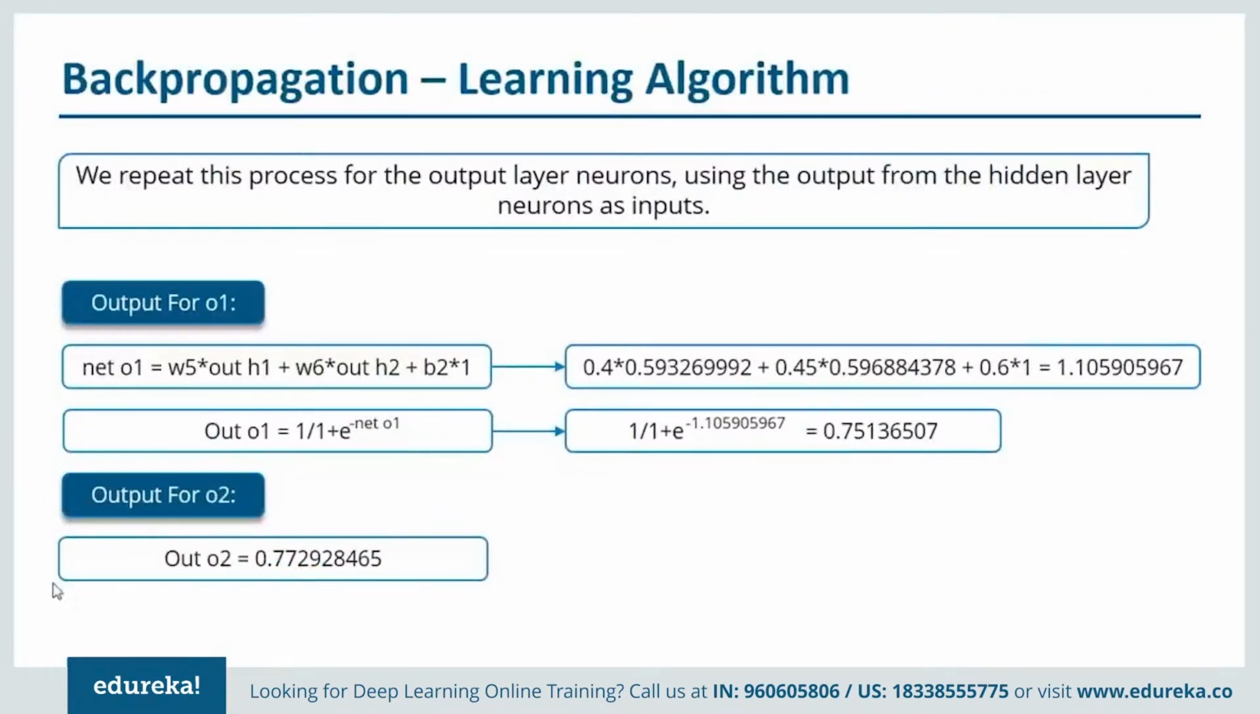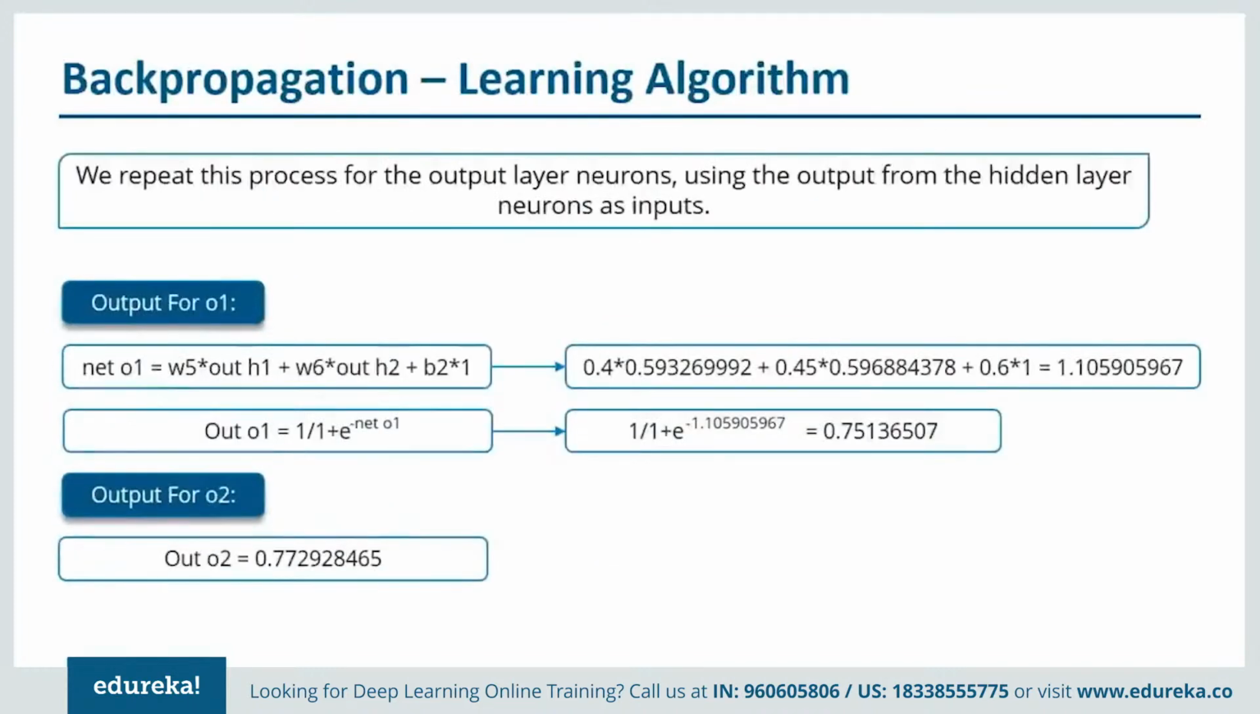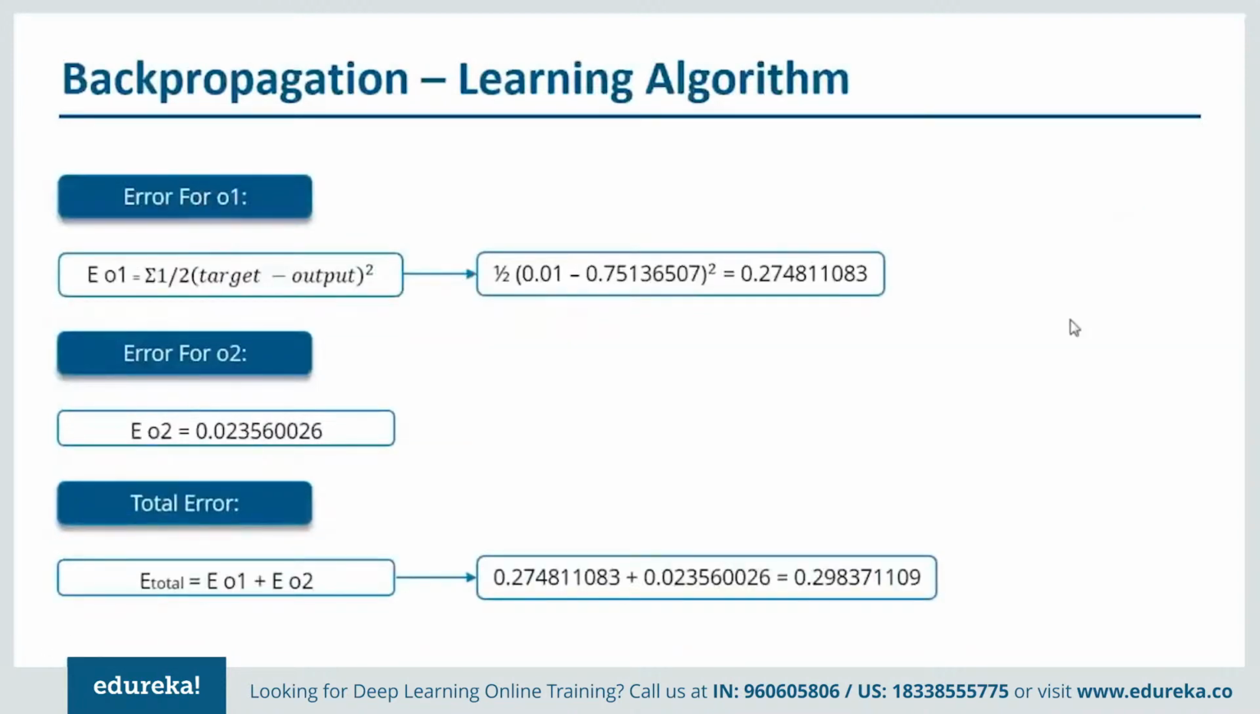Now, if you notice, this is not the desired output. Our desired output was 0.01 and 0.99. What we got instead was 0.75 and 0.77. So what we need to do is update the weights. For that, we're going to calculate the error. Now the error for output O1 is nothing but the sigma of 1 by 2 (target minus output) whole square. Target is nothing but your desired output and output is your actual output. So the error of output of the O1 neuron will be 0.278. Similarly for O2 it will be 0.023. So the total error comes down to 0.29 something.